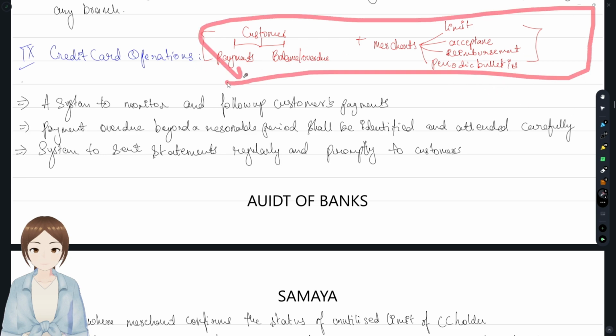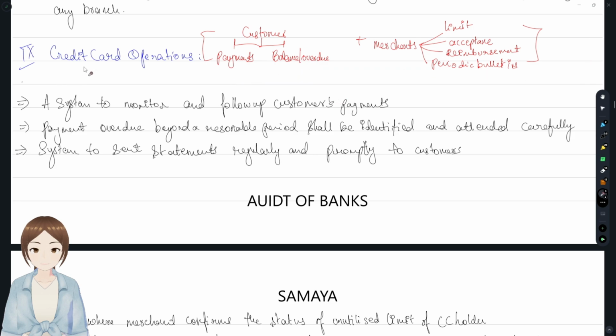Remember this as a category, and you are so easy to go to write the credit card operations fully, and you get all on points. A system to monitor and follow up customer payments. A system or an internal control system to monitor and follow up customer payments. A payment overdue beyond a reasonable period shall be identified and attended carefully.